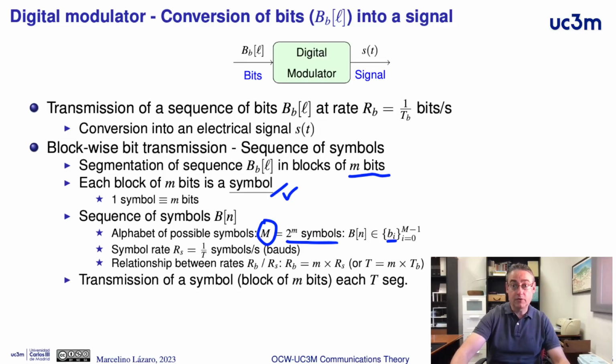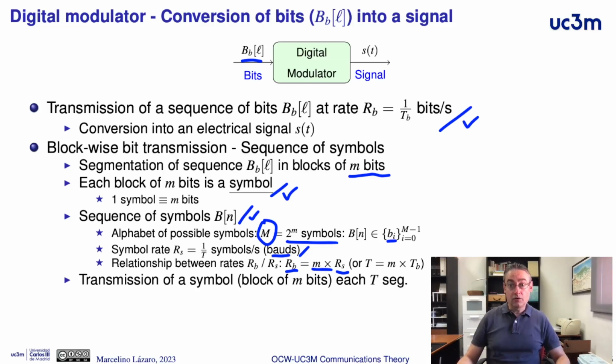We have bits that are converted into symbols. Binary sequence BB is converted in the symbol sequence B. Therefore, in a digital communication system, there are two transmission rates: the binary rate, bits per second, and the symbol rate, symbols per second, that are also called bauds. And there is a straightforward relationship between these two transmission rates, the binary rate and the symbol rate, RB and RS respectively. This relationship is through the product with the number of bits per symbol. A very simple relationship.